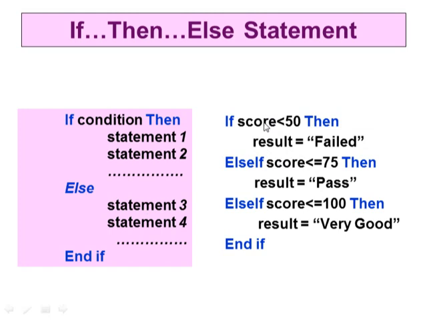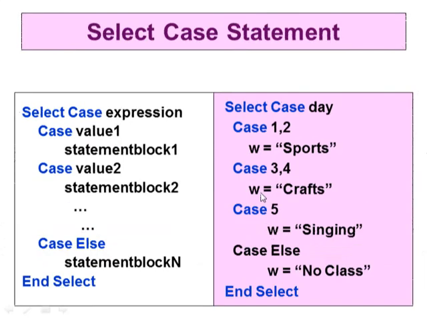Here is an example where we are checking for a score which is less than 50, we will do this part. If it is less than or equal to 75, we will do this part. So that is more than one condition, you need to have an else if statement. All right, okay. Now then we have another special one that is called a select case.